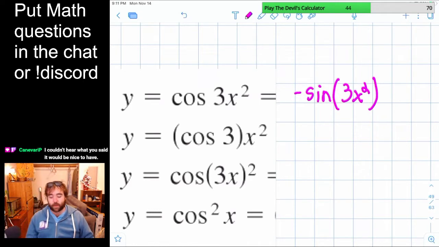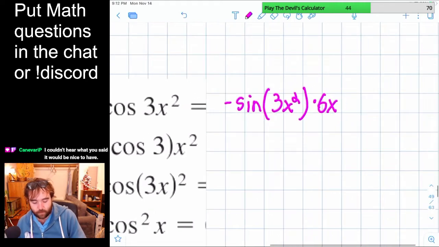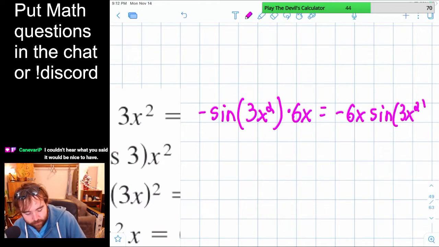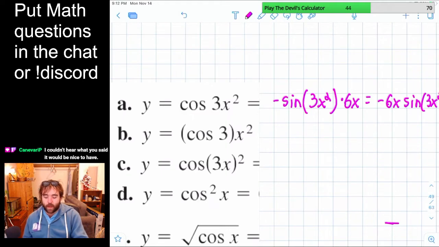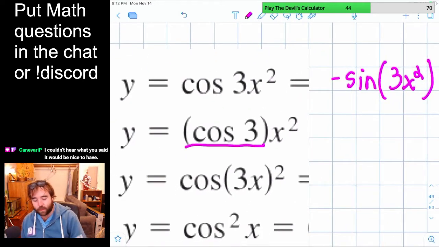And then you multiply by the derivative of the inside. So, what's the derivative of 3x squared? That's 6x. So what do we end up with? Negative 6x times sine of 3x squared. Boom.